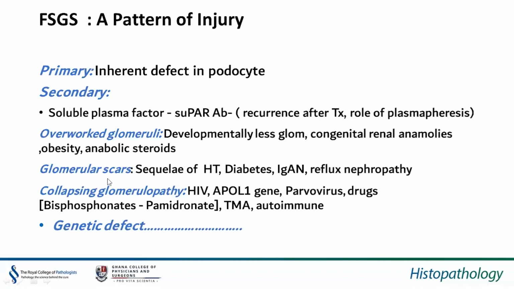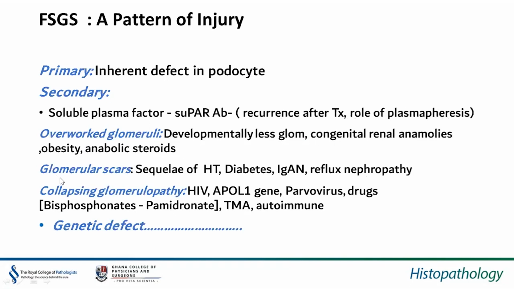FSGS can also occur if the glomeruli are working more, they are filtering more, they are more stressed, and this can occur if there are developmentally fewer glomeruli, in the situation of congenital renal abnormalities, in obesity, and in patients on anabolic steroids. All of these can give rise to glomerular hyperfiltration, overworked glomeruli, and FSGS.